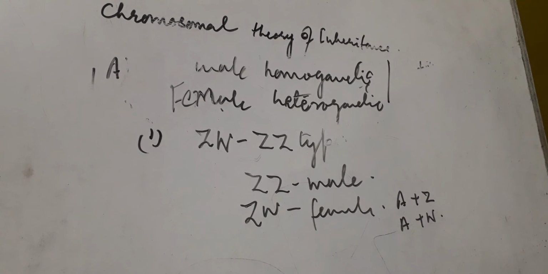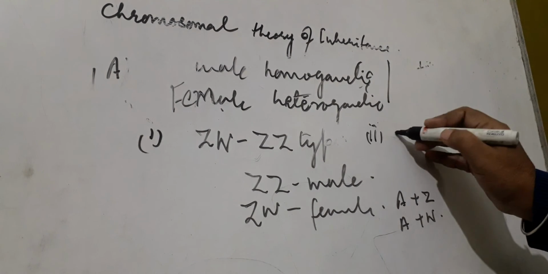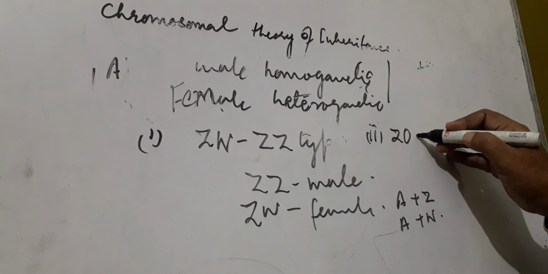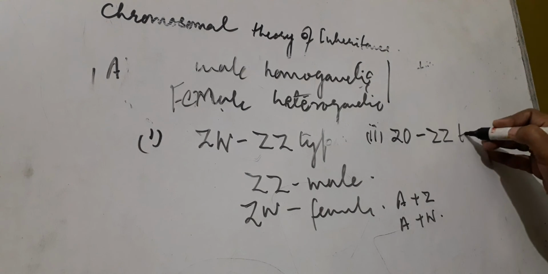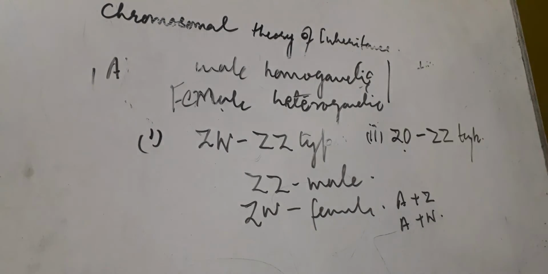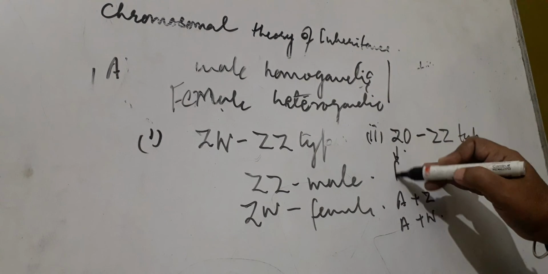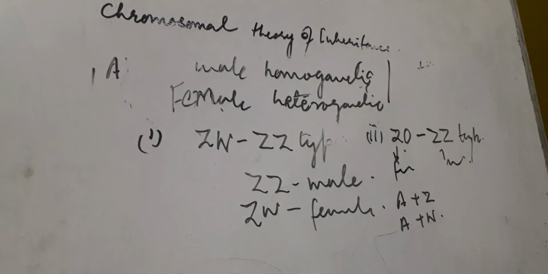Now another type is ZW, ZO and ZZ type. Same as before, the female has a single Z, that is found in some moths and butterflies. So this is for female and this is for male. So that is the sex determination.